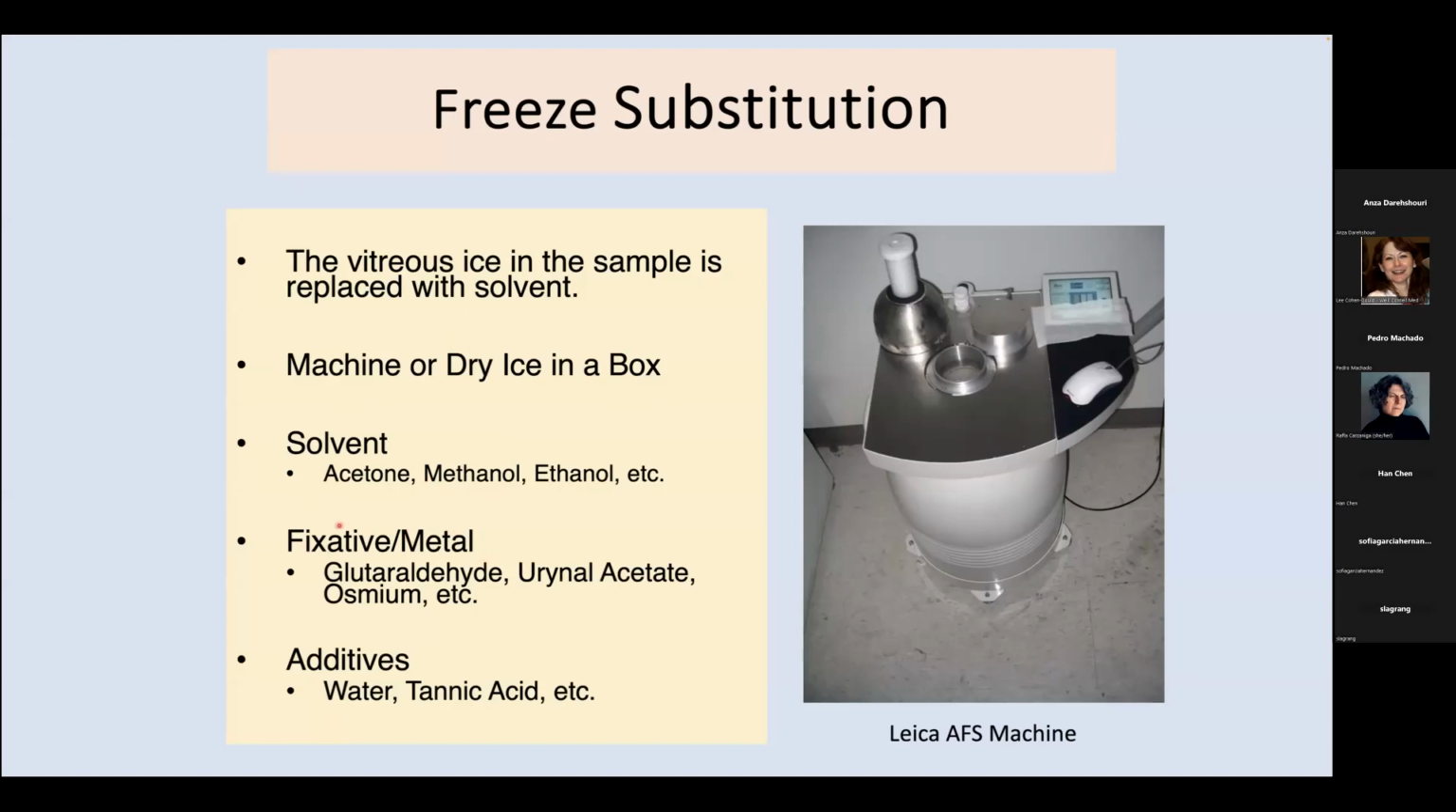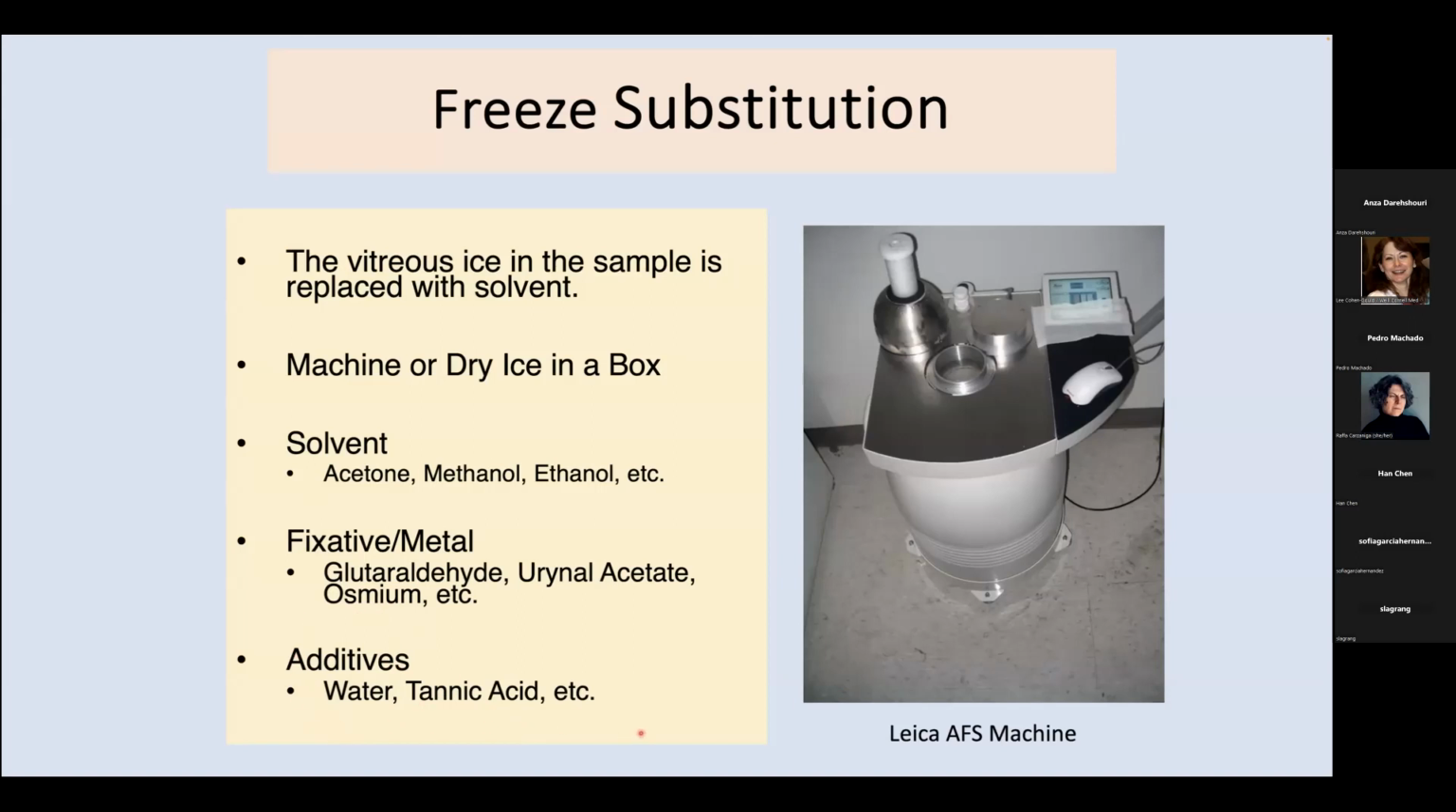We add our fixatives or metals in the freeze sub material. So in the acetone, we would usually add our glutaraldehyde, uranyl acetate, or even osmium tetroxide. As you freeze sub, the idea is that as you're removing the vitreous ice with the solvent, you're introducing your fixative, glutaraldehyde or osmium, so that once the temperature rises a little bit to minus 50 C, once the chemistry starts in earnest, you'll get these binding events and stabilize your sample.